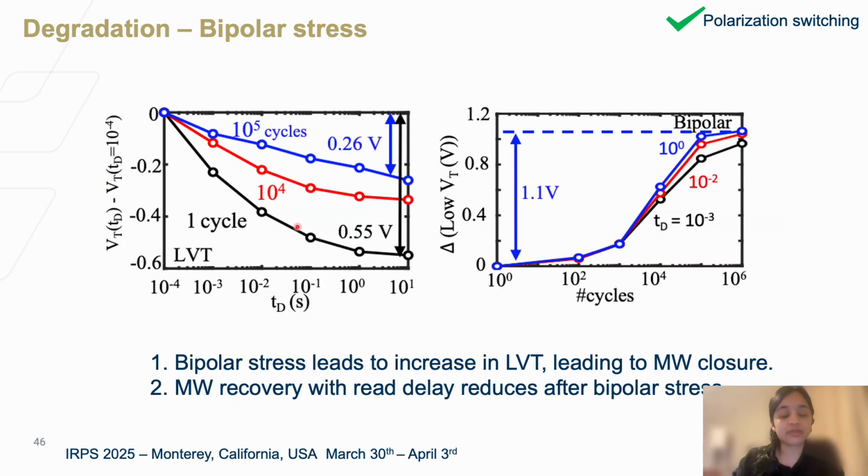So here's the same thing plotted in a different form. In cycle 1, we have large recovery of memory window, but as we cycle the device, the recovery reduces. And over here we have the shift in the VT as we cycle the device. So there are new traps being generated that are shifting the VT, and these traps are also slow traps that are unable to recover after cycling the device.